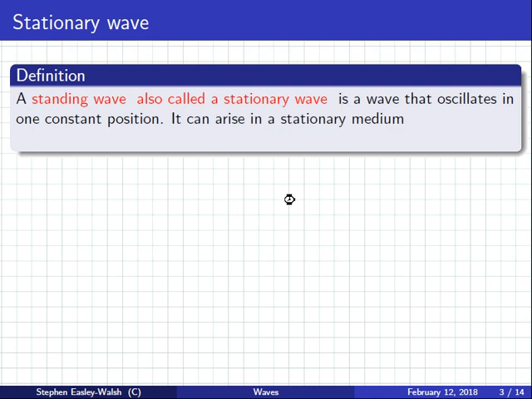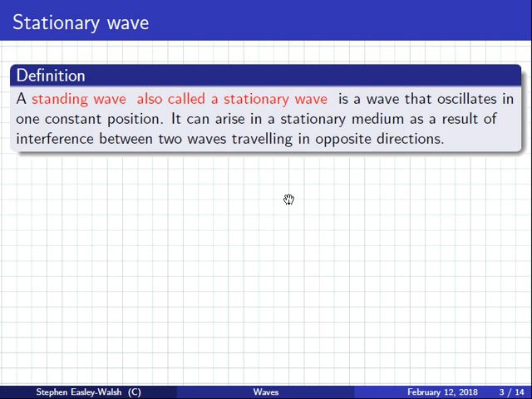It can arise in a stationary medium as a result of interference between two waves travelling in opposite directions. It's kind of hard to picture. We were talking about interference last time, how one wave can interfere with another, and then we have the two types of interference. What are the two types? Constructive and destructive. So we have this interference going on, almost the wave with itself.